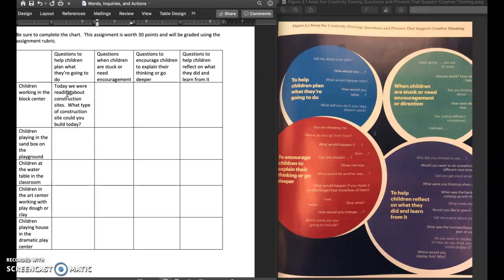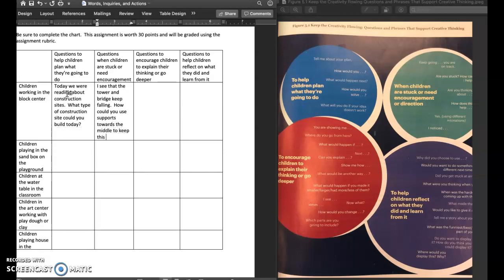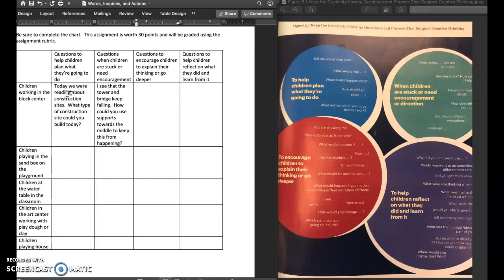When they're stuck or need encouragement, you could say, I see that the tower and bridge keep falling. How could you use supports towards the middle to keep this from happening? So I'm thinking about a common challenge when children are building of where things fall apart, trying to draw their attention to the different types of blocks. I'm giving them an idea without telling them, hey, put supports more towards the middle, but yet I'm drawing their attention to that. Getting them to explain their thinking deeper.